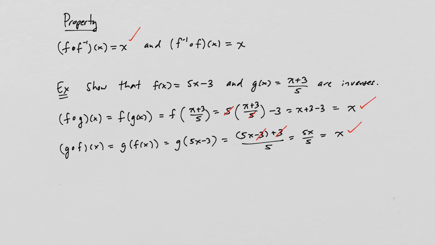So because both compositions, both ways, both gave us x, we can say, therefore, f of x and g of x are inverses of each other. All right, this was a long one, but we're done.